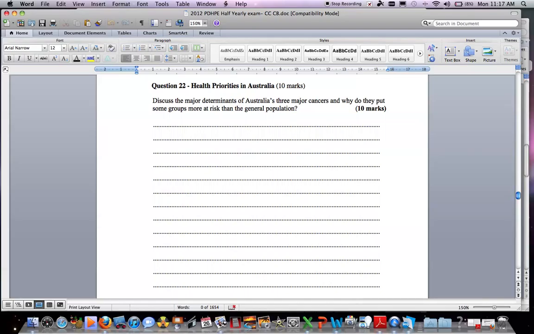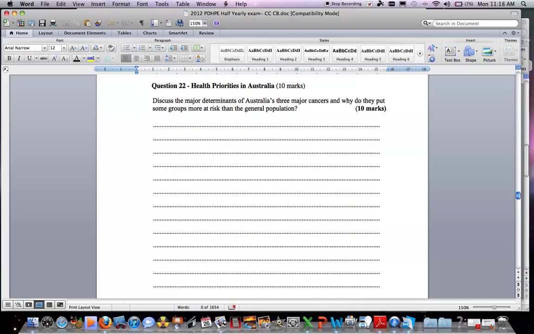Lung cancer, again, a basic overview of some statistics would have been beneficial for this response. Some of the determinants: risks of smoking, family history, low socioeconomic status, those are some of the determinants of this particular condition and groups at risk. Young females, middle-aged men, those groups could have been discussed and should have been discussed in regard to lung cancer.